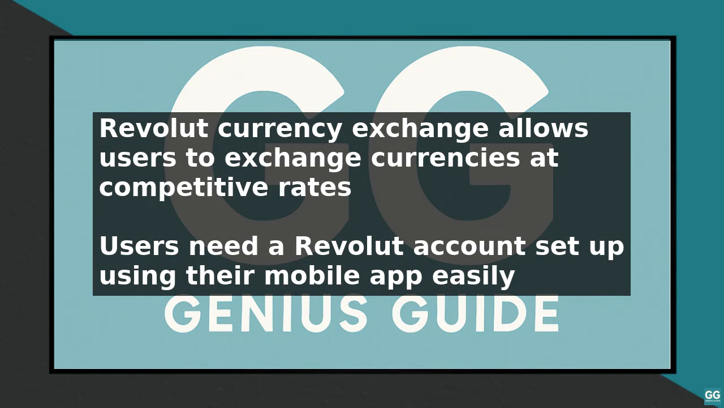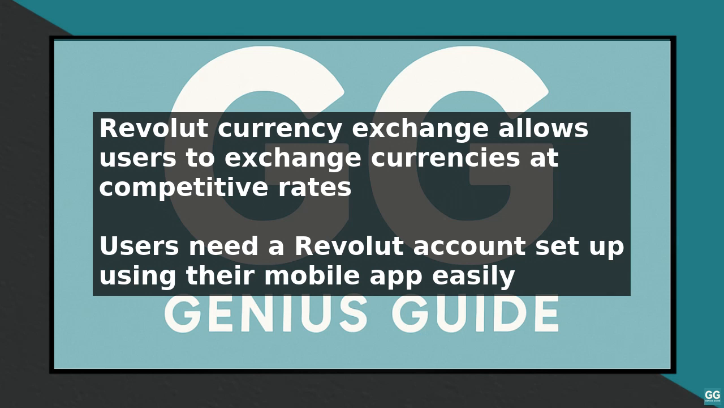Revolut Currency Exchange is a service provided by Revolut, a digital banking platform that allows users to exchange currencies at competitive rates. To understand how it works, let's break it down step by step. First, you need to have a Revolut account, which you can easily set up using their mobile app. Once you have an account, you can add money to it using your debit or credit card, or by transferring funds from your bank account.